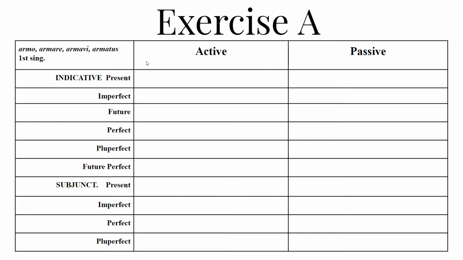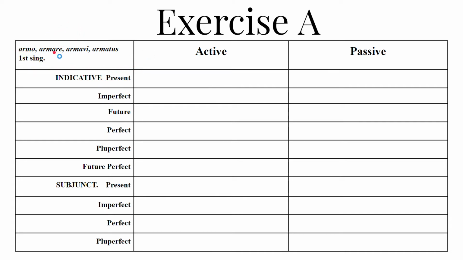Part 1 of exercise A goes from armo to recipio. Part 2 of exercise A is impedio to possum. That is the rest. We will begin with armo.